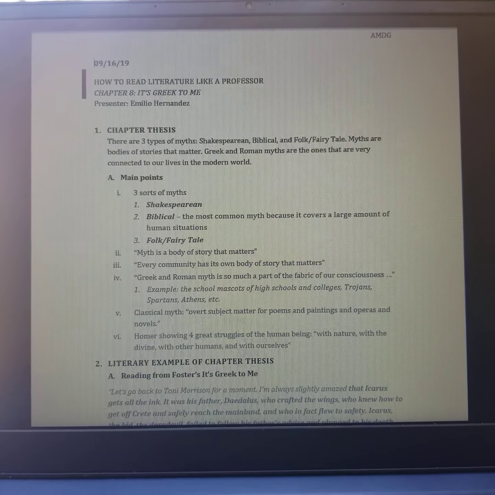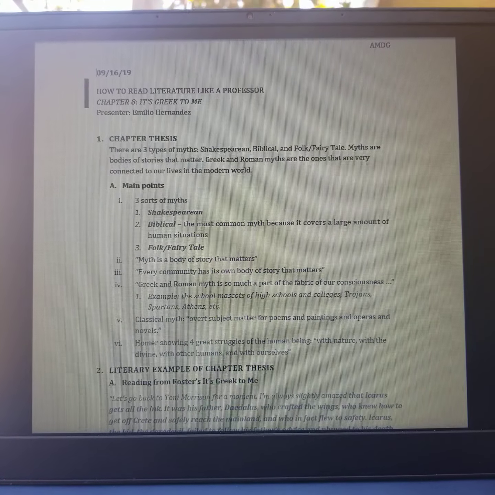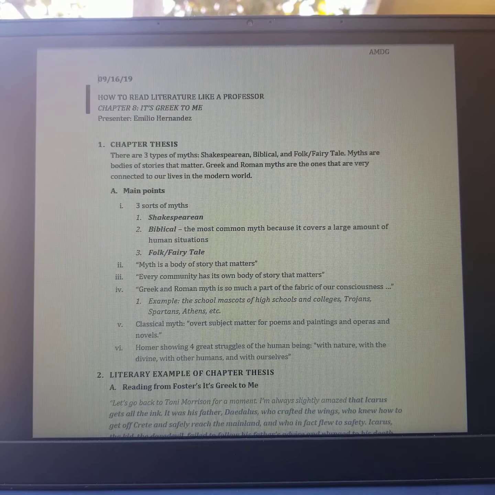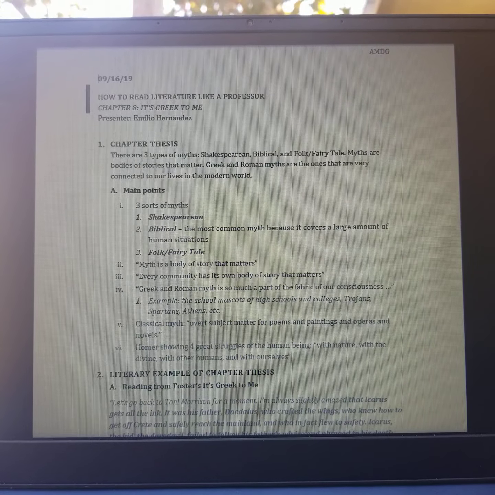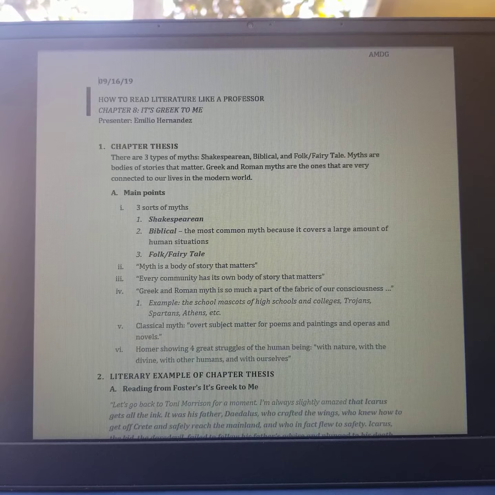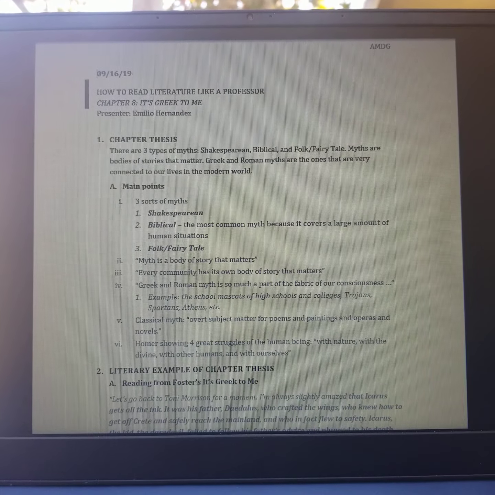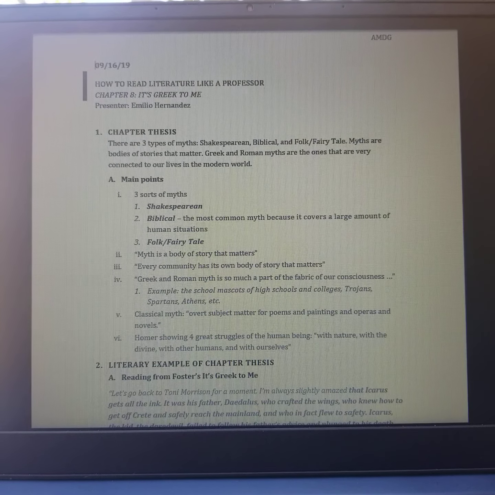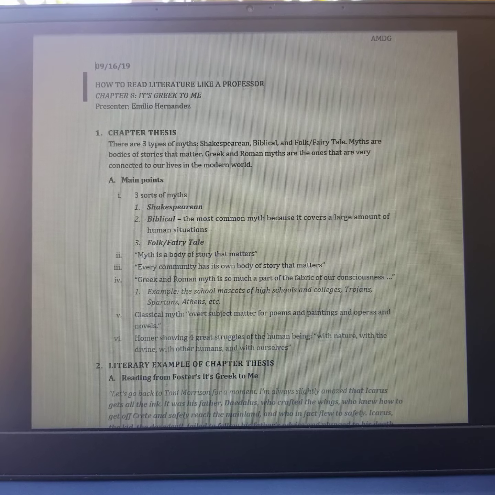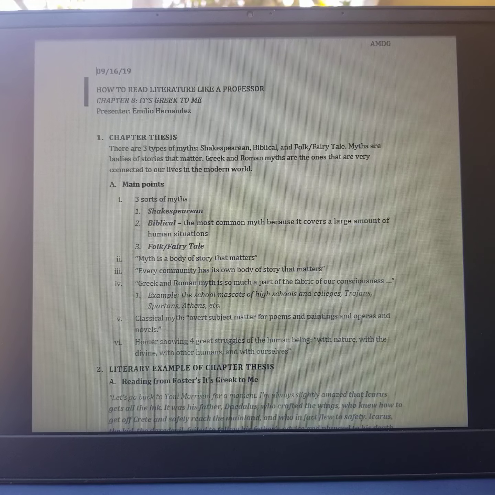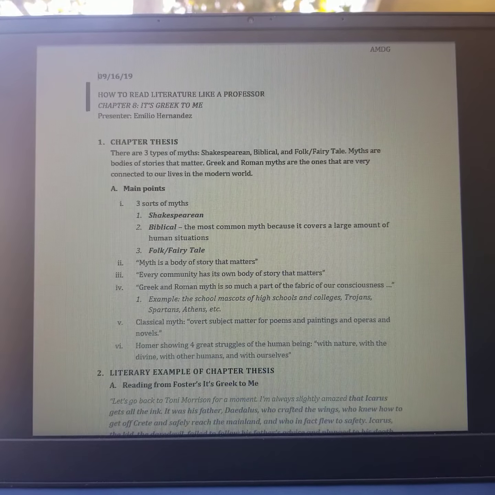So, classical myth is an overt subject matter of poems and paintings and operas and novels. This is the way that most classical myths are expressed. And back to how I was talking about the human situations in the reading, one of the important writers is Homer. He shows four great struggles of the human being, which are the struggle with nature, the struggle with the divine, the struggle with other humans, as well as the struggle with ourselves.